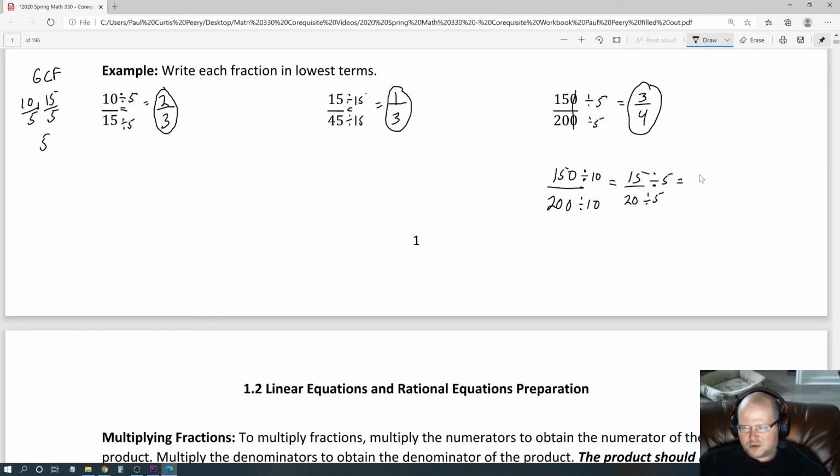So the point being is, let's say you're dealing with really large numbers and you can't find the greatest common factor, but you can find a common factor. Well, you can chip away at it and then just break it up into multiple steps. Sometimes when the numbers get really large, that's an option, right?